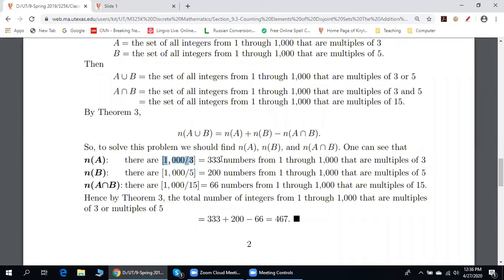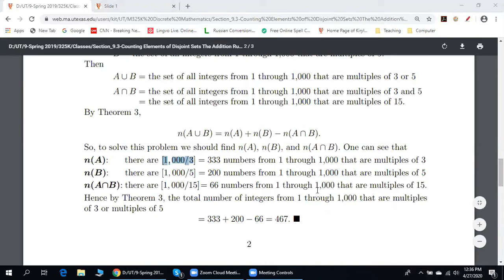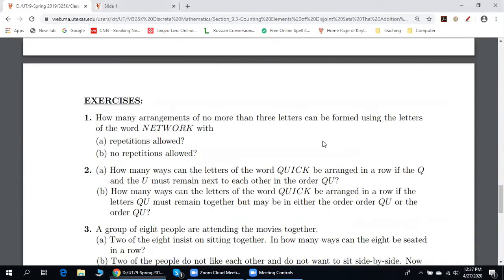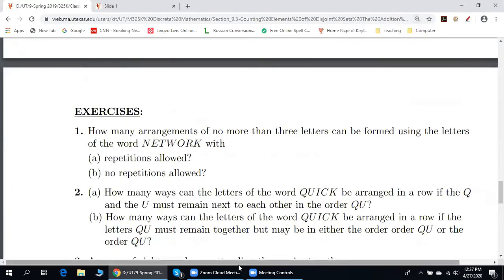One last time, any questions? If A was a set from 0 to 1000, would 0 be considered a multiple? Yes. So if we include 0, then the number of multiples of 3 from 0 to 1000 will be 334, because 0 is a multiple of 3. Next. Okay, guys, let us do these exercises together.